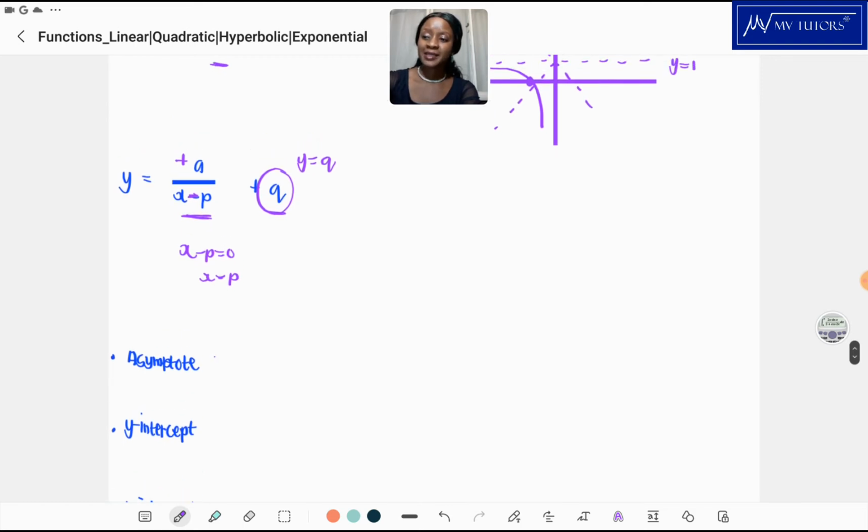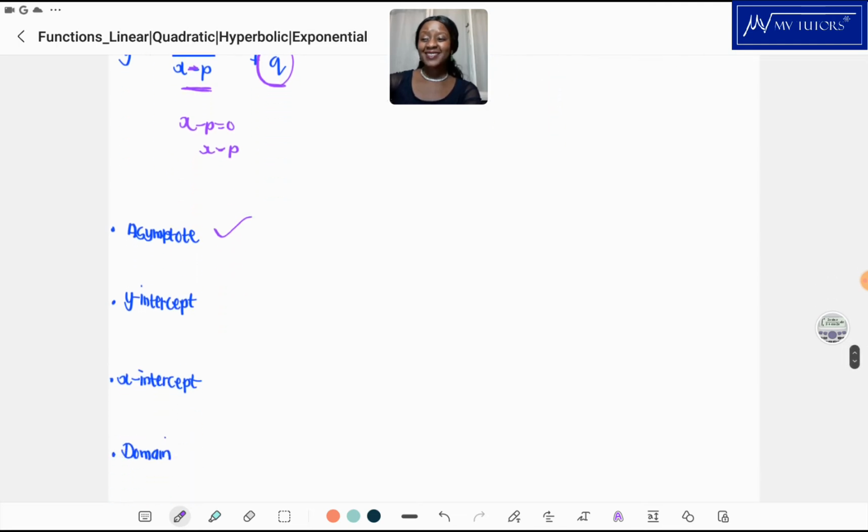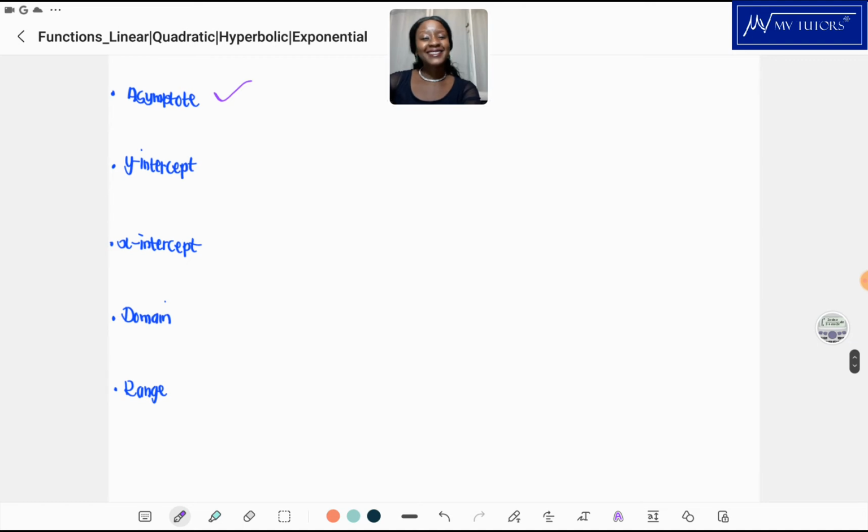We've addressed the asymptote, and I've told you it's that imaginary line where your hyperbolic function cannot intersect. It cannot touch it. It will tend to touch it, but it never does. And then you can get your x-intercept and y-intercept. We've been talking about it. That's the main thing that they ask with functions. Again, guys, you can't run away from the domain and range. That'll always be a question.